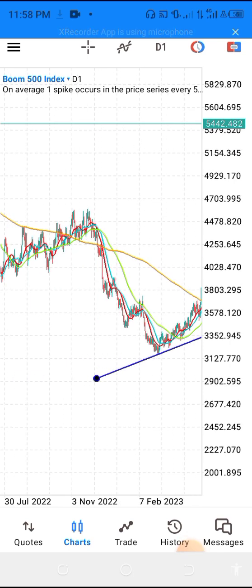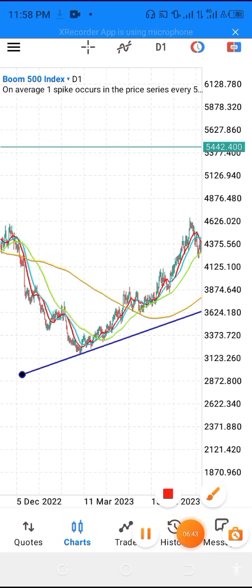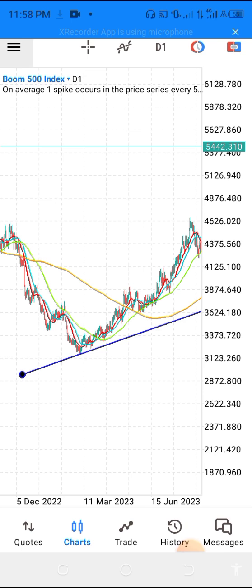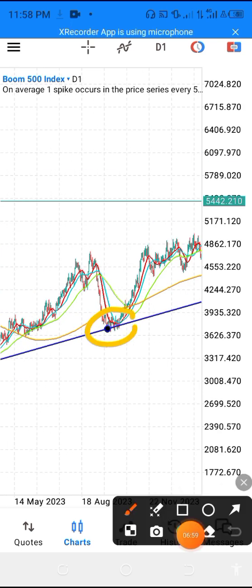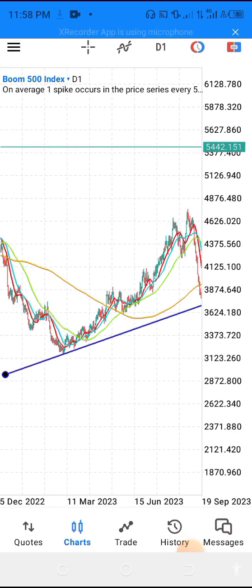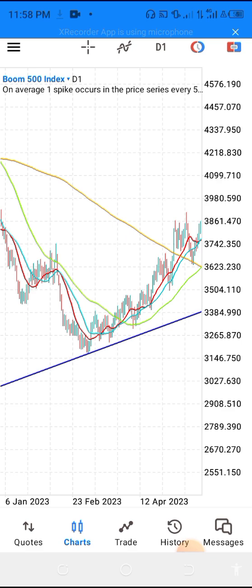Make sure it touches the tips of the candles. You can see it touches here, it touches here, and also touches here. Okay, and also touches here. So when you draw your trend line, make sure it touches the tips of a candle while you are drawing your trend line. You can see that it touched there.